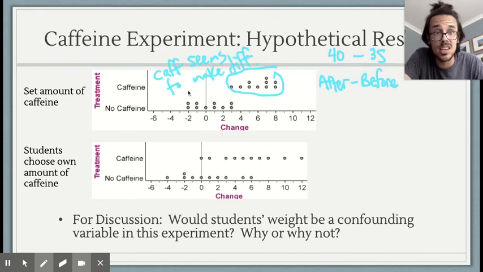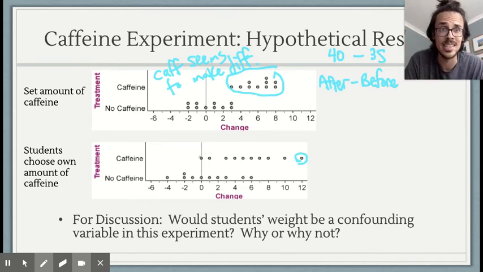Okay, that's what I would think if I saw these results right here. Meanwhile, in the second scenario, kids were allowed to choose their own amount of caffeine. So if you look at this, you're going to see more variability or spread in your results. Results are a lot more all over the place. This kid over here probably drank a 2 liter of soda, where this kid was probably sipping on just a little bit. So if caffeine actually makes a difference, you see a lot more spread in your results, okay? Spread in your results is not desirable. You don't want that if you can avoid it.